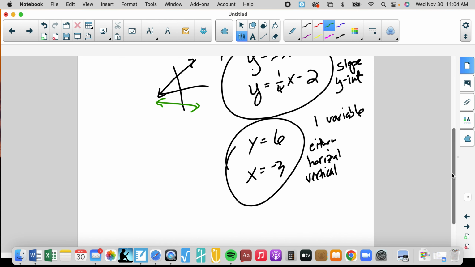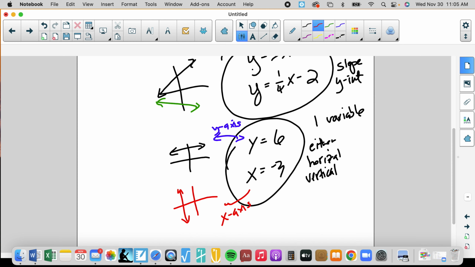When we have only one variable, you're going to either have a horizontal line. Notice it goes through the y-axis. So this one goes through the y-axis at 6. And this one is going to go like this. It's going to go through the x-axis at negative 3. So little tricks in understanding.